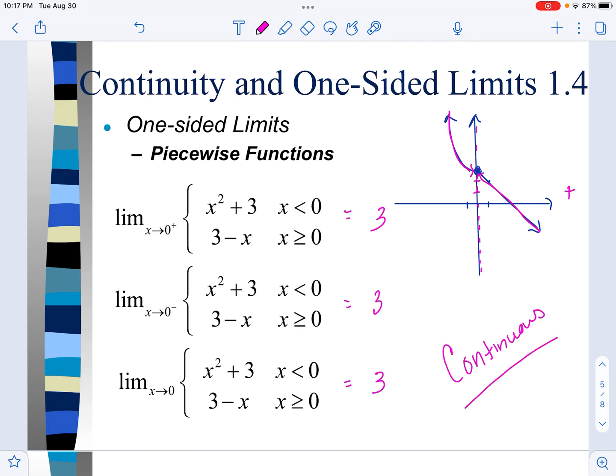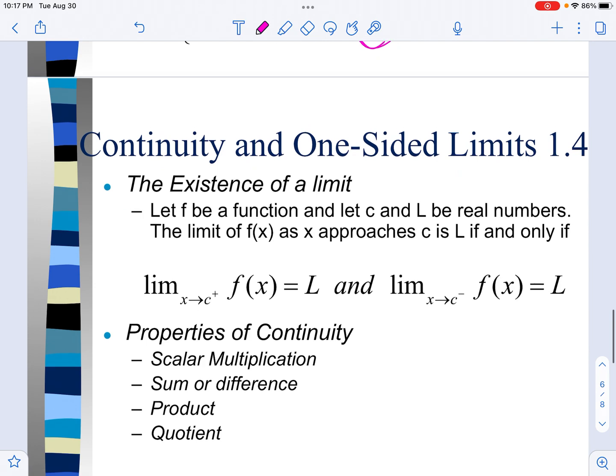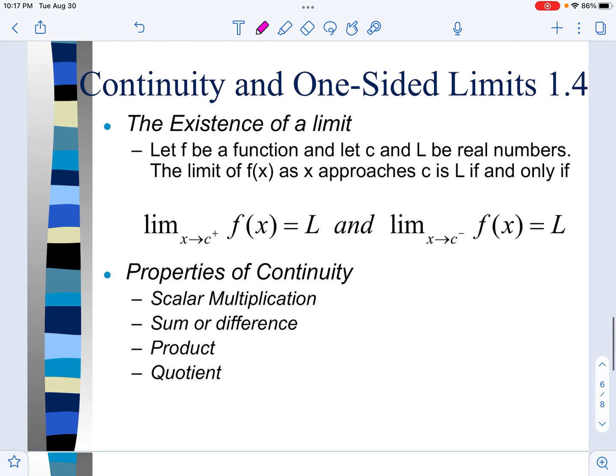So I apologize for my graphs being backwards. Pay attention to those signs. And then we have our quadratic on the left, our line. Again, we have those two values coming from each direction being the same. Therefore, that limit exists and your function is continuous. So that goes to the existence of a limit.